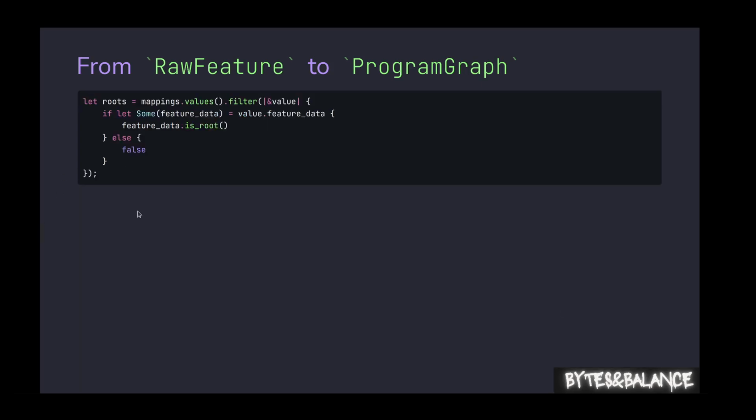After creating the mappings with the loop over the vector of rule features, then we have to create the roots. It's just one small step. This is just to iterate over each value in the mappings after mappings are complete and check if the feature data is present. If feature data is available, then we use feature data as root to determine if the feature is a root feature. Root feature means a feature with no parent. If feature data is absent, then the feature is not considered as a root. And the result of this is a collection of root features, which are used in the next step to construct the final program graph.